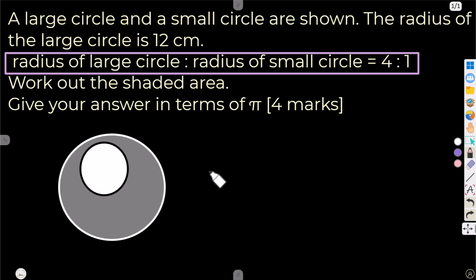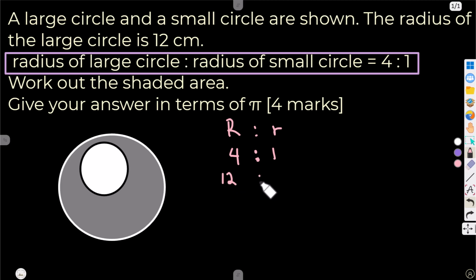Now, I'm looking at it and I think this part here, which is put in the color, is the key to understanding what we need to do. We know the radius of the large circle to the radius of the small circle is in the ratio of 4:1. But we know the radius of the large circle is 12.